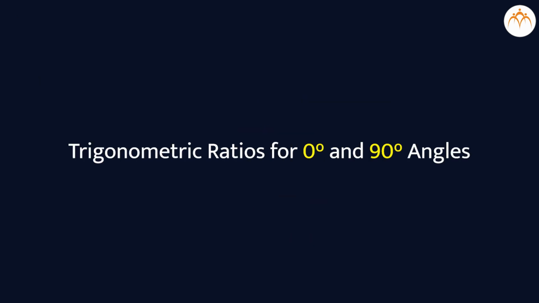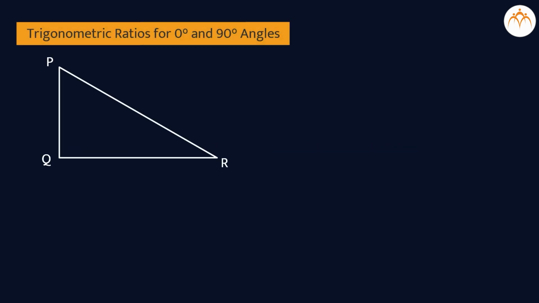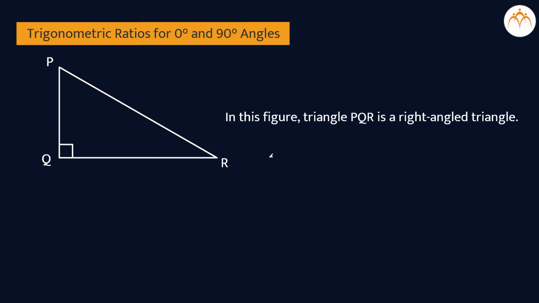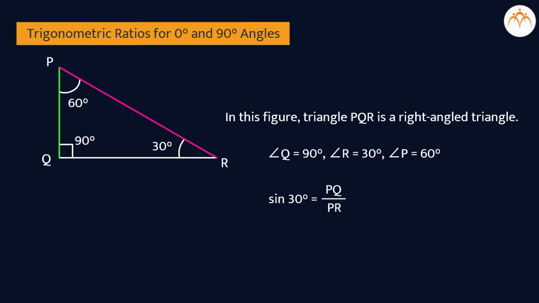Now, let us find the trigonometric ratios for 0 degree and 90 degree angles. Look at the following figure. Now, in this figure, triangle PQR is a right angled triangle. Angle Q 90 degree, angle R 30 degree and angle P 60 degree. Sin 30 degree is equal to PQ upon PR.